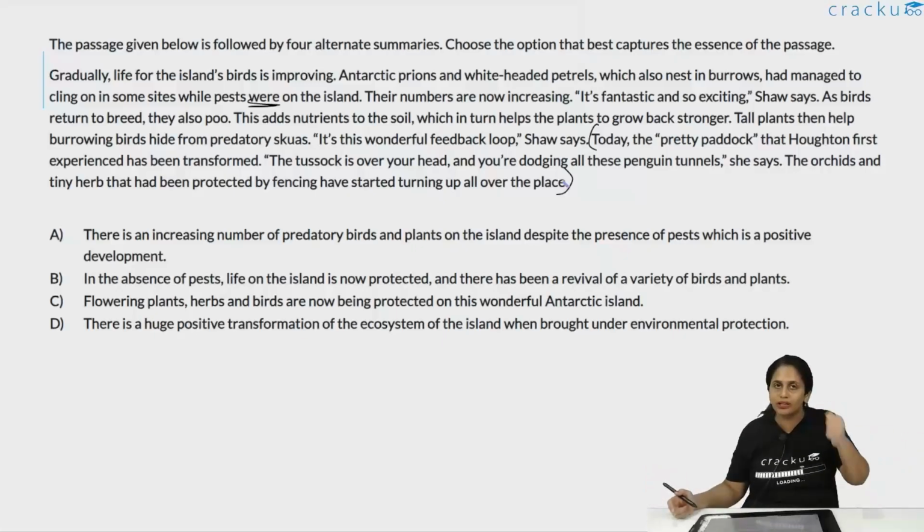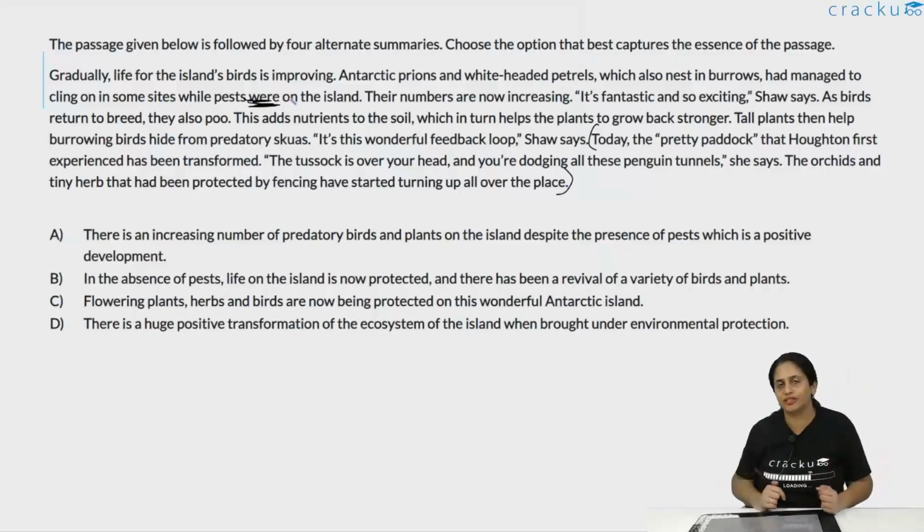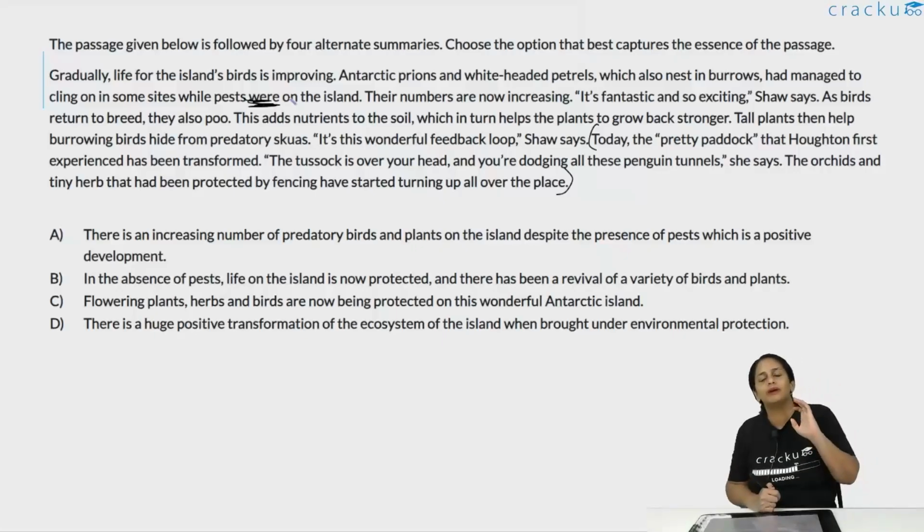Now essentially the only thing that is not very clearly given is that from this "were on the island", you have to infer quite a bit of information. If you are able to zone in on "were on the island", then you will be able to identify the correct option. If you are not able to identify the implication of that phrase, then you will not be able to understand the correct option. So now that we understand the paragraph, let's take a look at the options.